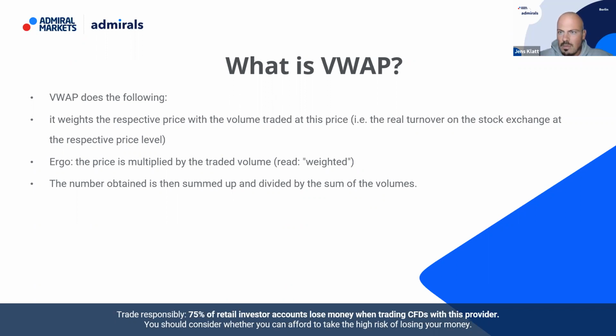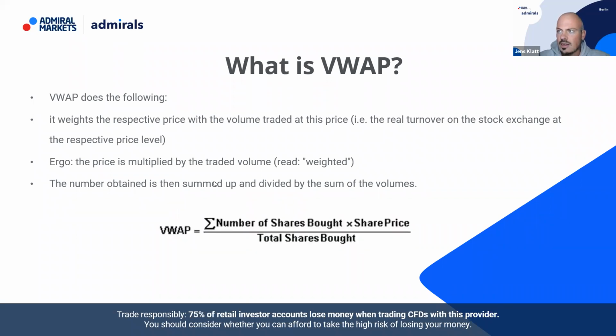And in this moment, the VWAP comes into play. What VWAP does is it weighs the respective price with the volume traded at this price. For example, the real turnover on a stock exchange at the respective level: the price is multiplied by the traded volume, and thus it is weighted by the volume. The number obtained is then summed up and divided by the sum of the volume. So mathematically, it looks like this.